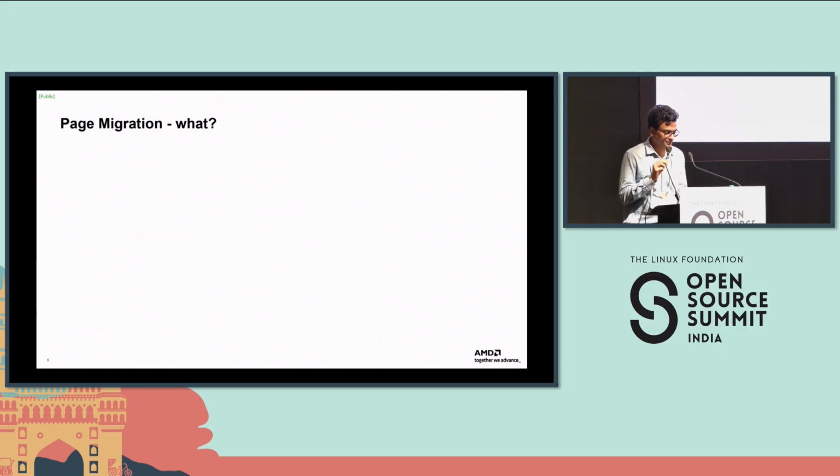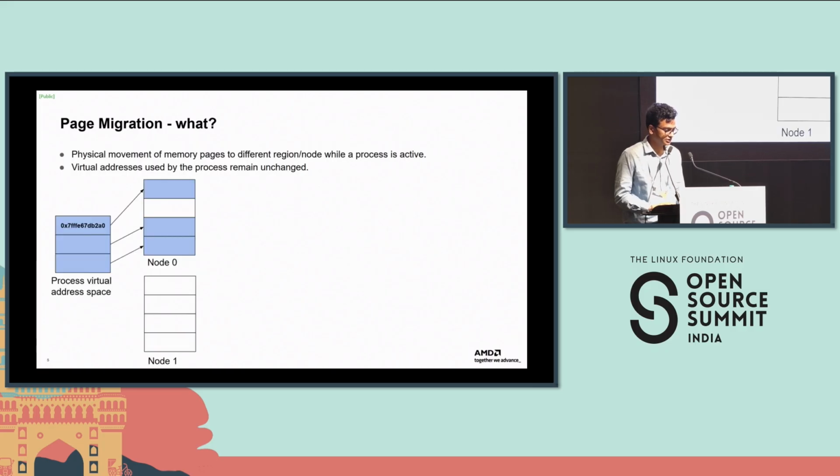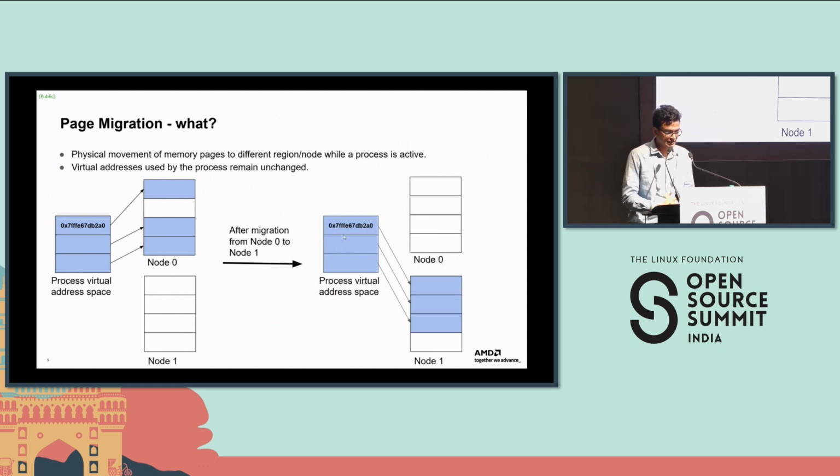So let's see what page migration is. Page migration refers to the physical movement of memory pages to a different region or node while a process is active, and the virtual addresses used by the process remain unchanged. Let's say this is the process. Currently it's mapped to node 0. If we migrate from node 0 to node 1, see, its virtual address remains the same, and now it is mapped to node 1, and it all happens transparently such that the process remains active. So this is the kernel's magic trick.